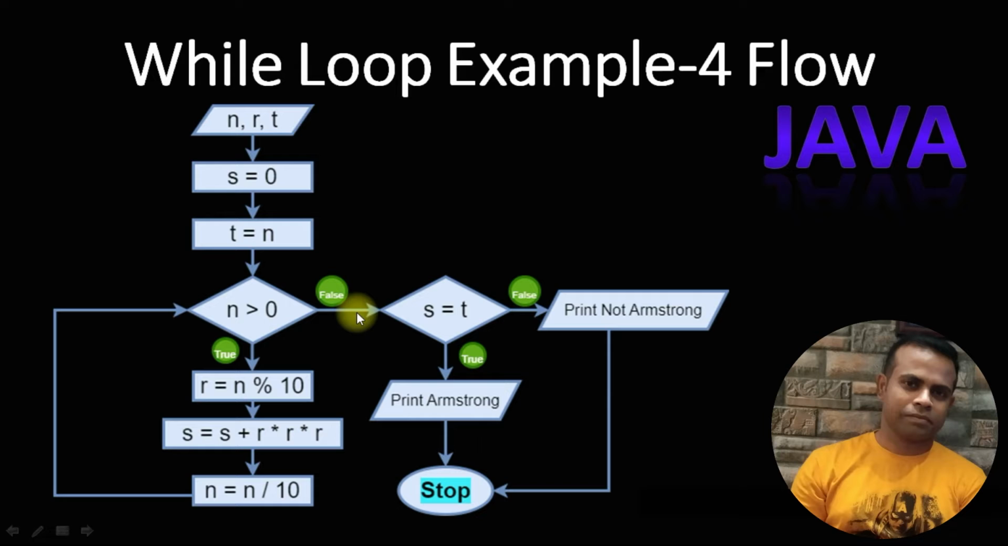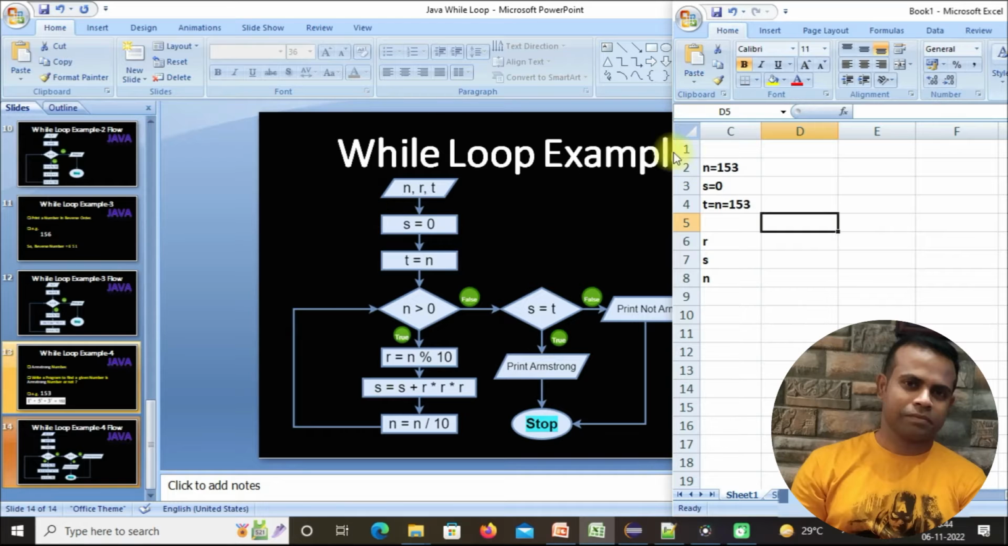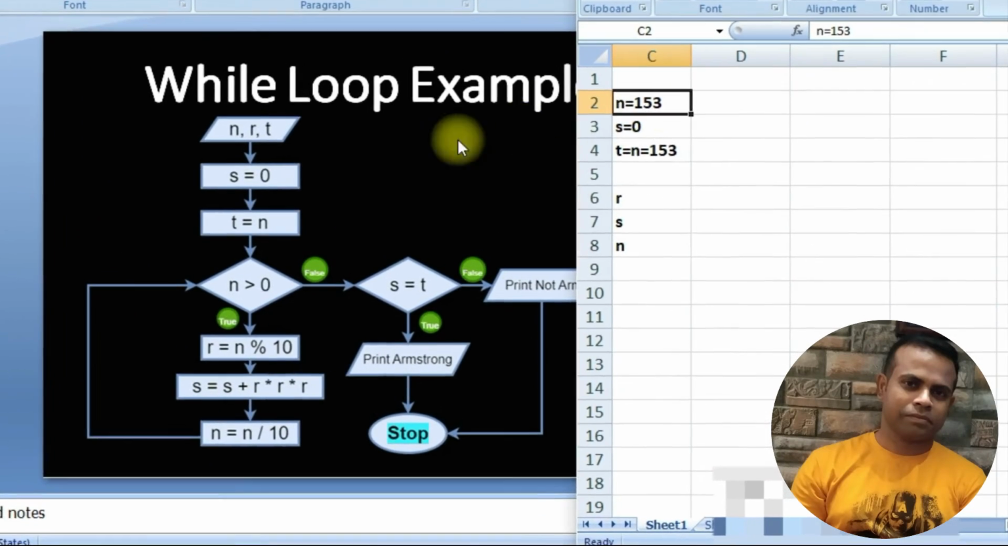Once it gets false, we will check whether the summation of these digit cubes, or remainder cubes, is the same as the very initial value entered by the user for n, which we previously collected in the temporary variable t. If both are the same, then we will print that this is an Armstrong number, otherwise it's not an Armstrong number. So let's check this flow with some value, then we will create a program for Armstrong number. Now let's check the number 153 with this flow.